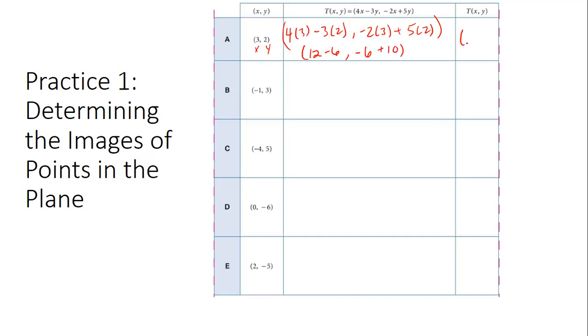So where does my point lie now? What's 12 minus 6? 6. What is negative 6 plus 10? 4. So my point is now moved from (3, 2) to (6, 4). All right, so that's what we first did, right? Do you remember doing this before the break in part 1?